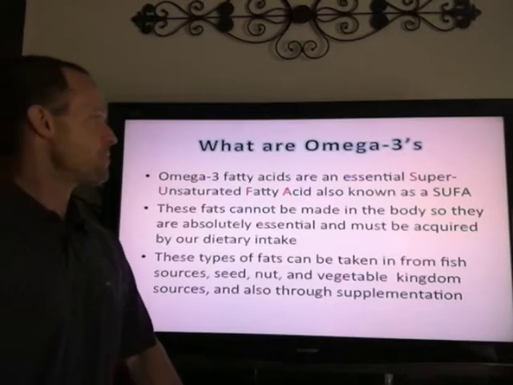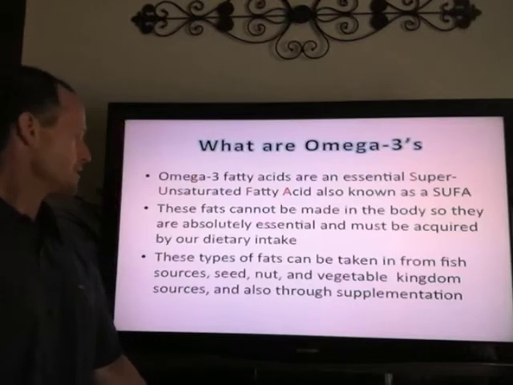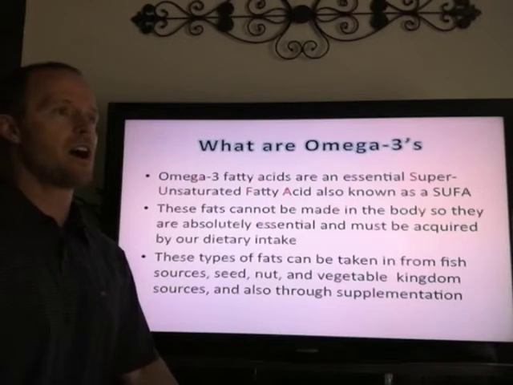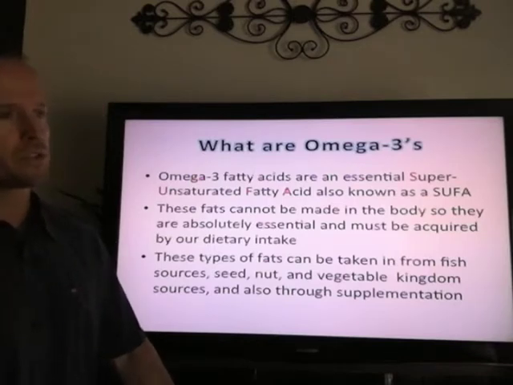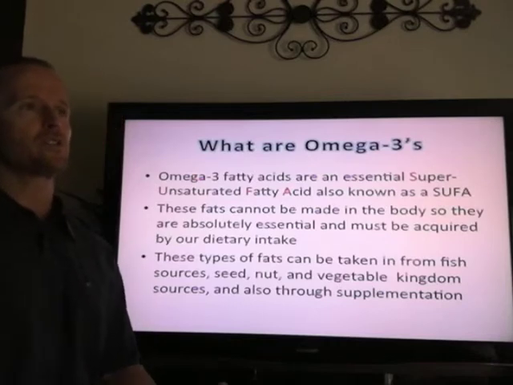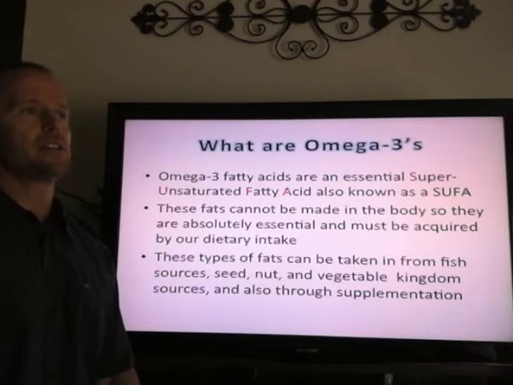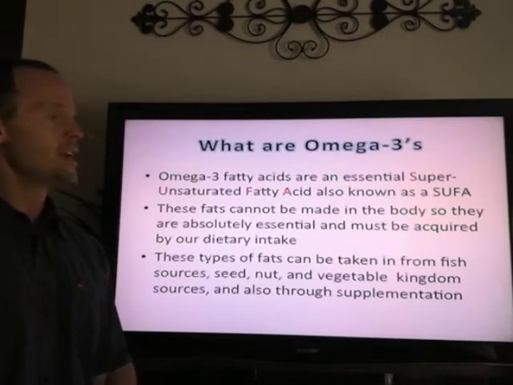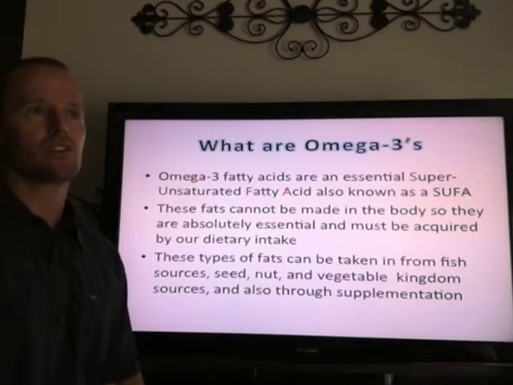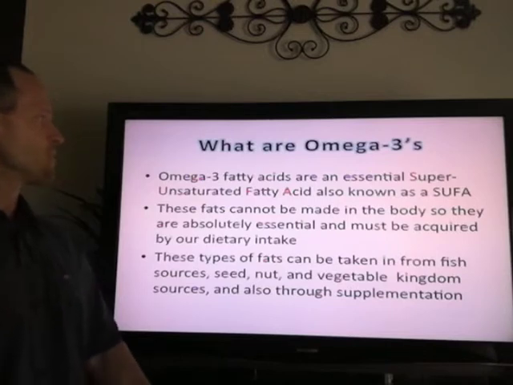So these fats cannot be made in the body, so they are absolutely essential and must be acquired by our dietary intake. Now, in our country, we're pretty much omega-6 dominant, maybe not quite as much as we were 10 years ago because omega-3s have made such a surge into our culture, and the research on them has been incredible. Omega-3s, vitamin D, astaxanthin, and coenzyme Q10 are probably the most tested or clinically tested nutrients so far to date. Lots and lots of information on omega-3s.